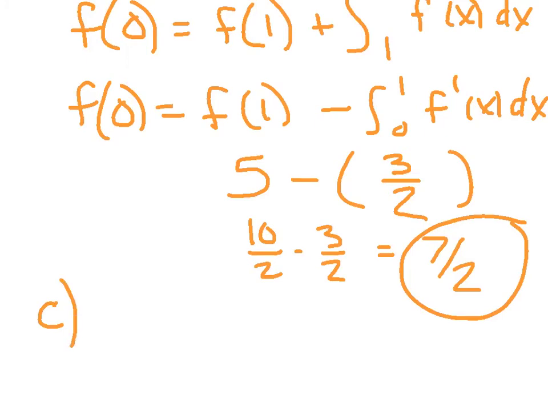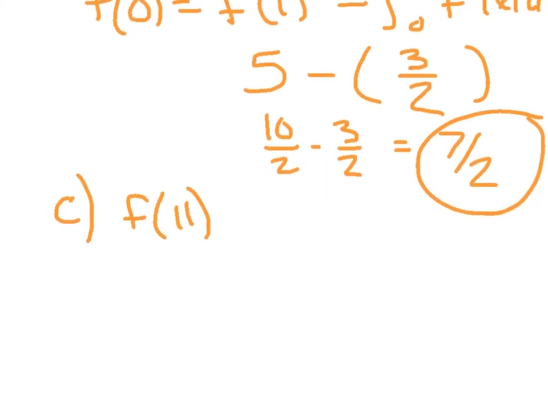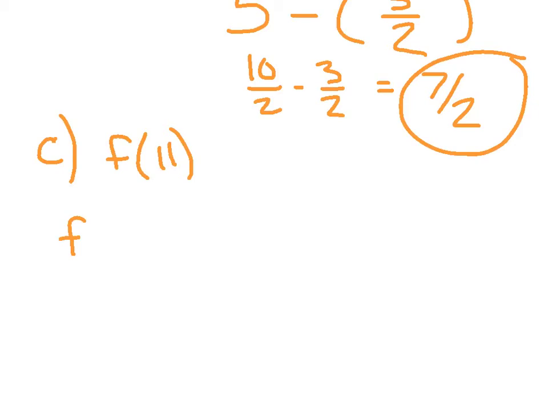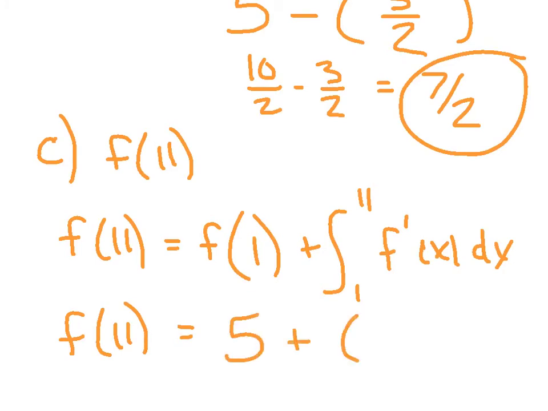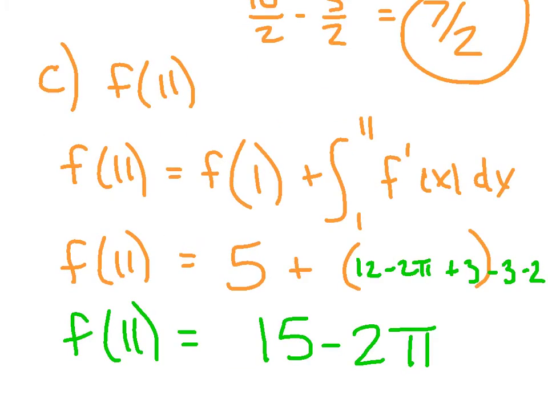So letter C. Let's say we want f of 11. All right, go ahead, set up your integral. Pause me and see if we get the same thing. So hopefully our integral looks the same. So f of 11 is equal to that initial value of 5 plus, go ahead, pull up your area, see what you get there. Feel free to check my work here. I'm going to take the 12 minus 2 pi plus 3 minus 3, of course those cancel, minus 2, add that to my 5, I've got a 15 minus 2 pi.